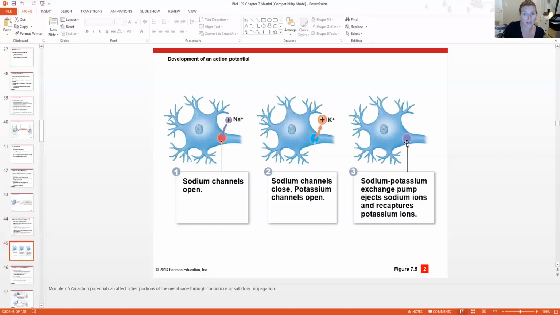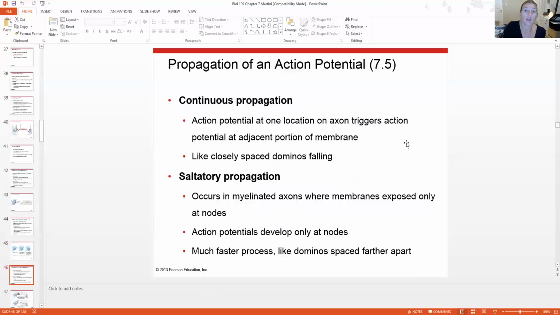And then the sodium-potassium pump gets it all back to normal. Now, because our axons can be myelinated or unmyelinated, this happens in two different ways. It can be a continuous propagation. In other words, the action potential at one location triggers the next location, triggers the next location, triggers the next location, etc. It just keeps depolarizing and repolarizing and sending that signal down the axon. It can take a relatively long period of time.